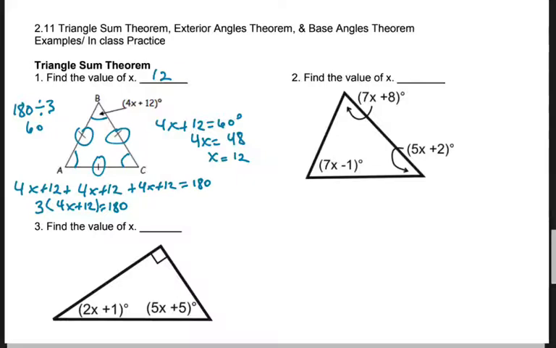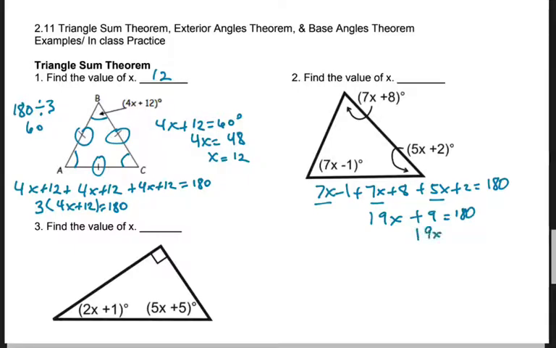All right, on the next one, again, those three angles have to add up to be 180. So I'm going to set up an equation, 7x minus 1 plus 7x plus 8 plus 5x plus 2 equals 180. Combine like terms, so all of these x's will combine to be 19x. And then when I combine the numbers, negative 1 plus 8 plus 2, I get 9. Subtract 9 from both sides, I get 171. And when I divide by 19, I get x equals 9.